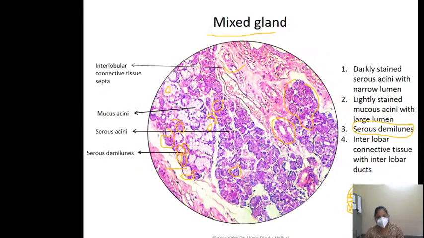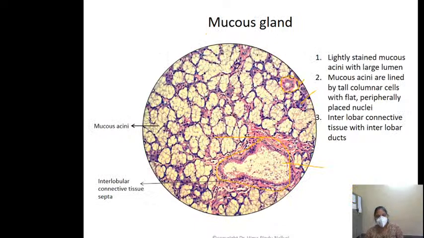And serous acini of the pancreas are different from the serous acini of the salivary gland. And then the mixed salivary gland you can identify by means that it consists of both the serous acini, mucous acini, and the serous demilunes. And for the mucous salivary gland, you have the mucous acini. That mucous acini you can identify by means that these are the large acini with columnar cells and the flattened nucleus which is pushed towards the periphery.